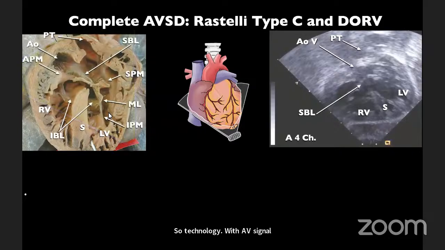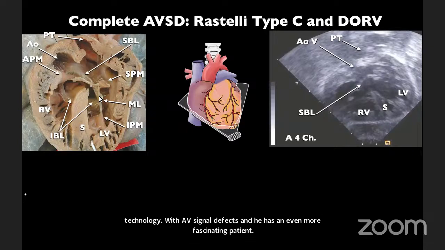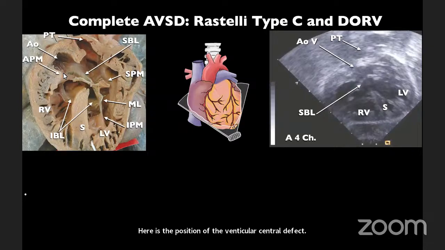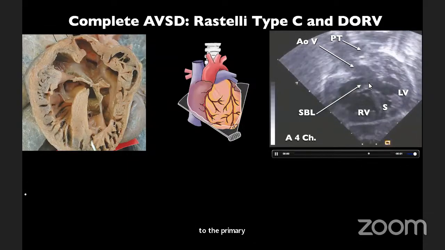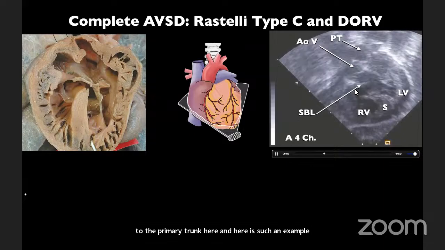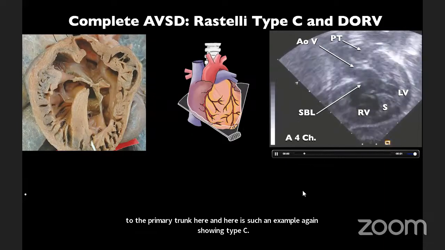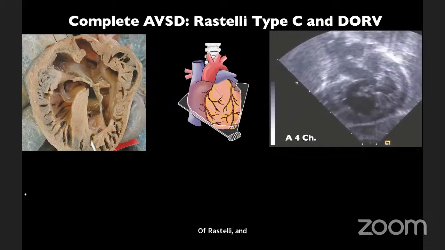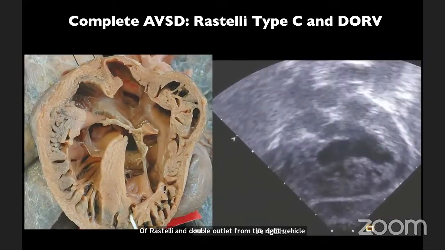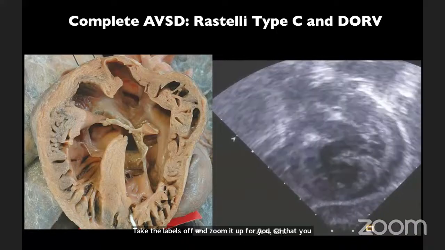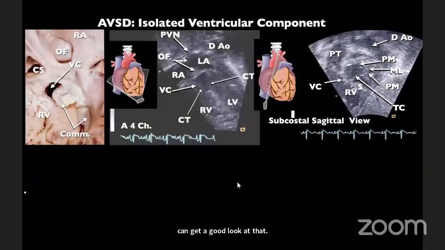And here's an even more fascinating patient. Here is the position of the ventricular septal defect. Here is the superior bridging leaflet straddling across. And here is the double outlet from the right ventricle, with the ventricular septal defect being more committed to the pulmonary trunk here. And here is such an example, again showing type C of Rastelli and the double outlet from the right ventricle. Take the labels off and zoom it up for you so that you can get a good look at that. These pictures are from Diane Spicer.